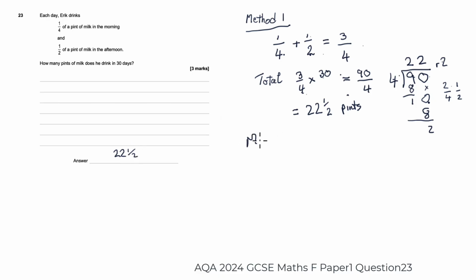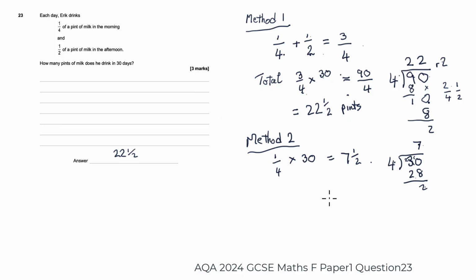Now, there is another method, and that's just to take the morning consumption, that's 1/4, and find out in the 30 days how much milk is consumed in the mornings. And there's a division, 1/4 of 30. So 4 7s are 28. 2 left for that. 8 from 10 is 2. So that's 7 pints, and again 2/4 left over, 7 and 1/2.